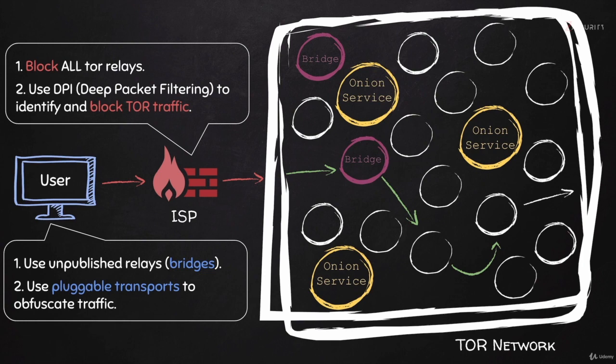So, in this lecture, I'm not going to talk a lot about how bridges work and how they allow us to bypass censorship and use Tor even if it's blocked. I covered this in detail previously, so if you don't remember that, please go back and revise that lecture. What I will cover here, though, is how to configure Tails to use bridges or pluggable transports.